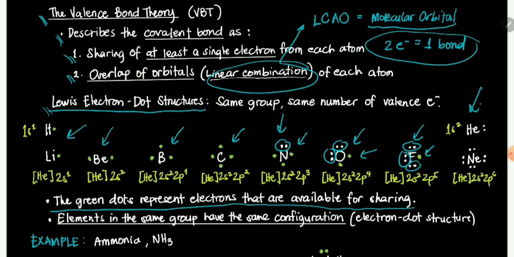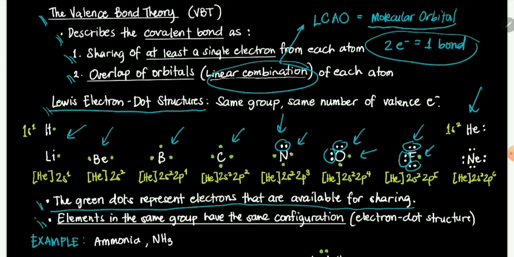So, for noble gases, wala na siyang electron pairs na available for sharing. Kaya, usually, yung ating mga noble gases ay atomic na lang, kanilang state. Okay, hindi na sila nagkakaroon ng compounds. Okay? So, again, the green dots represent the electrons that are available for sharing.